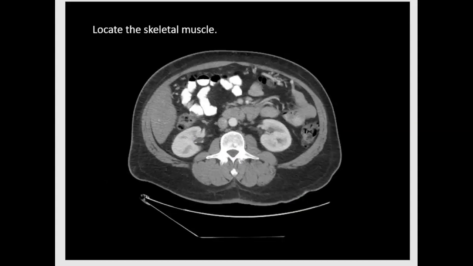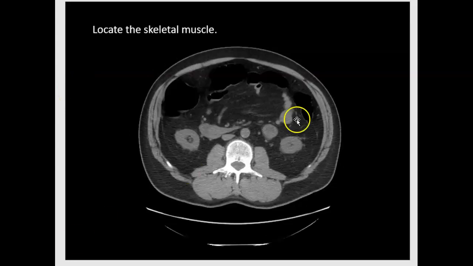Can you locate the skeletal muscle on this one? Give you a few seconds. Easier to start here with the vertebral body and then work your way out. Then hug around the abdominal wall. You can start from the abdominal circumference, the subcutaneous adipose tissue, and then here's the skeletal muscle. Either way, it'll be easier and easier as you continue to do this.